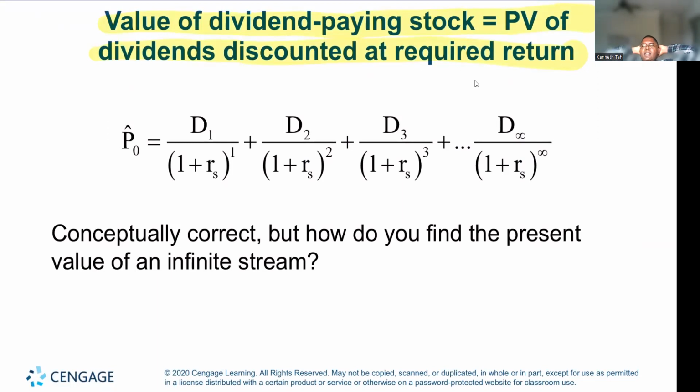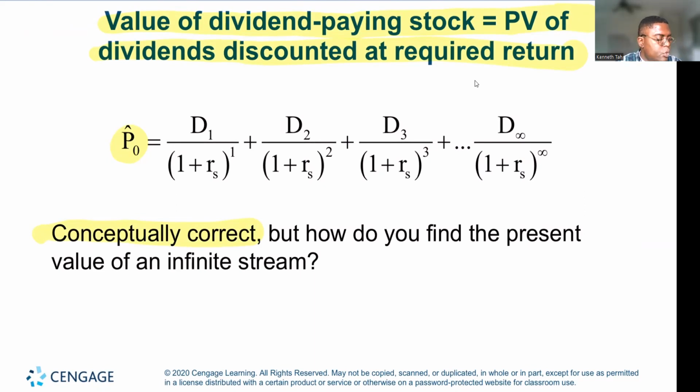We assume that the company is a going concern, which means that it's there forever. So dividends are going to be paid forever. We have dividend year 1, year 2, year 3, and so on up to infinity. To calculate the price right now, which is what we are interested in, we take the present value of all these dividends and sum them up. Again, this is conceptually correct, but it is impossible for us to calculate the present value of an infinite stream.